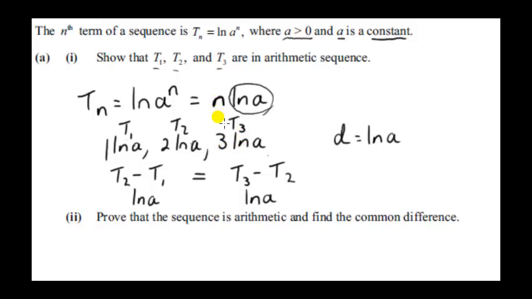You know, the next term, t4, is got by plugging 4 in for n. That's just going to give us 4 ln a. That's t4, and you can clearly see that we could have got this fourth term by just adding d, that is ln of a, onto the third term. 3 ln of a plus 1 ln of a will give us 4 ln of a. And similarly for the fifth term, if we plug 5 in, we get 5 ln of a, but clearly that's the same as just adding ln of a onto 4 ln of a.